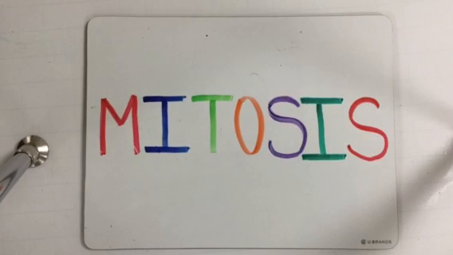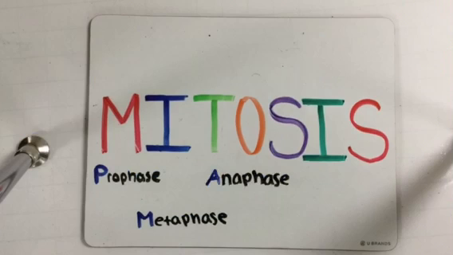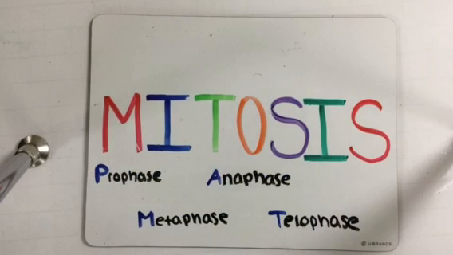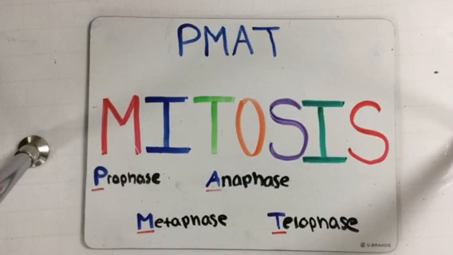Mitosis is the process where the contents of a cell's nucleus divides into 2 equal and identical parts. The cell can only undergo mitosis when it passes through the checkpoints of interphase. So there are 4 phases in mitosis: prophase, metaphase, anaphase, and telophase. And they all make up the acronym PMAT.